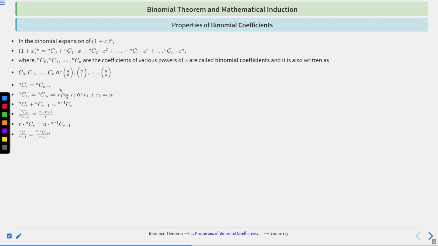Now, let's discuss some basic properties. nCr is equal to nC(n minus r). Also, if nCr1 is equal to nCr2, this implies either r1 equals r2 or r1 plus r2 is equal to n. Next, nCr plus nC(r minus 1) can be written as (n+1)Cr. Also, nCr upon nC(r minus 1) can be written as (n minus r plus 1)/r. r times nCr can be represented as n times (n minus 1)C(r minus 1). Also, nCr/(r+1) can be represented as (n+1)C(r+1)/(n+1).